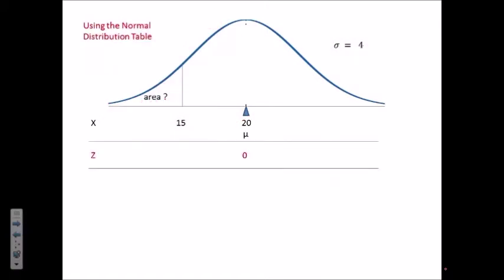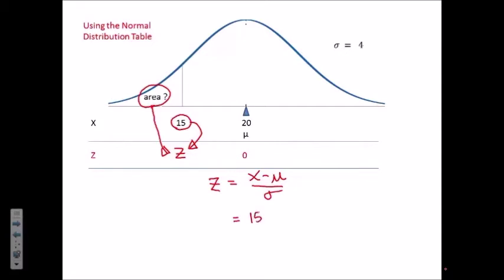We can do the problem using the normal distribution table. We're looking for an area. Now the table associates areas with z-scores, not raw scores. So if we're going to get an area, we need to get the z-score. To do that, we'll have to change the raw score to a z-score. So the first step is change 15 to a z-score. The formula is z equals x minus mu over sigma.